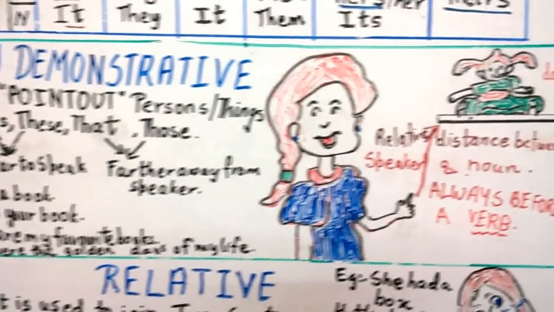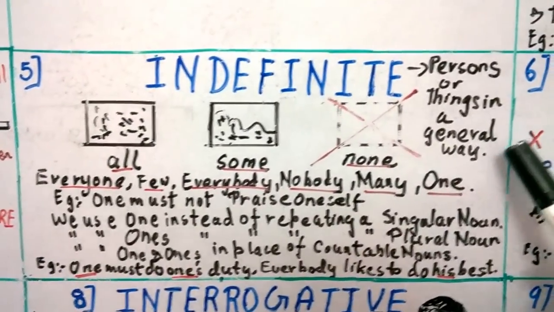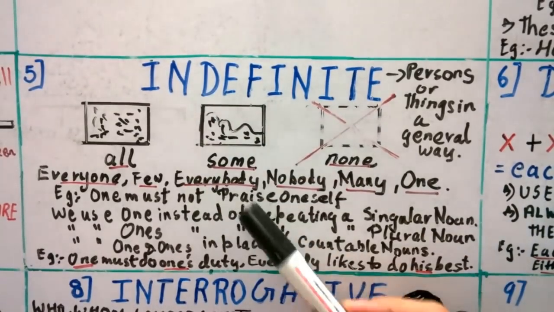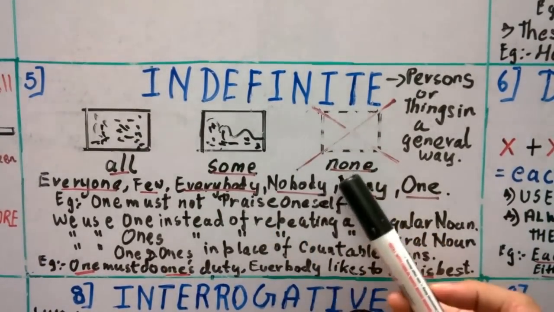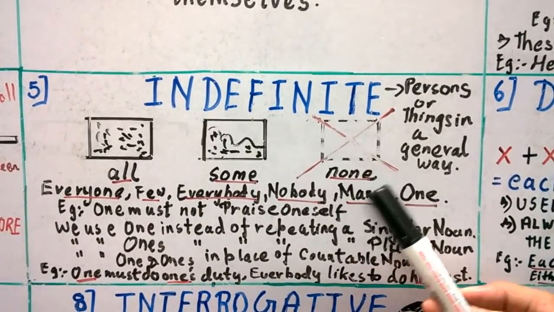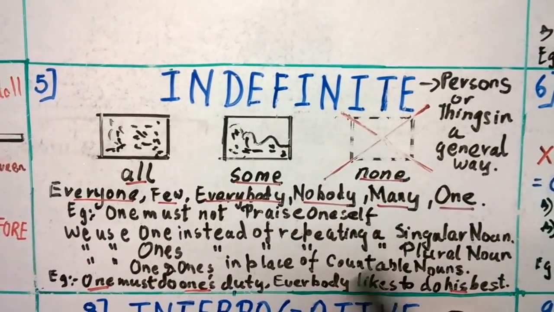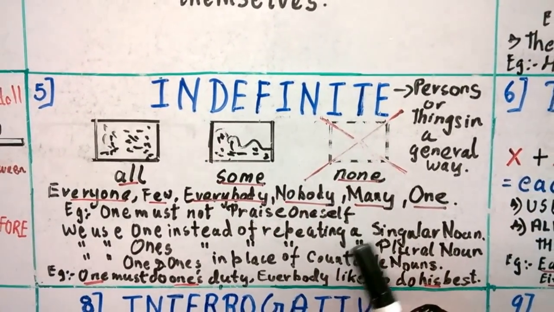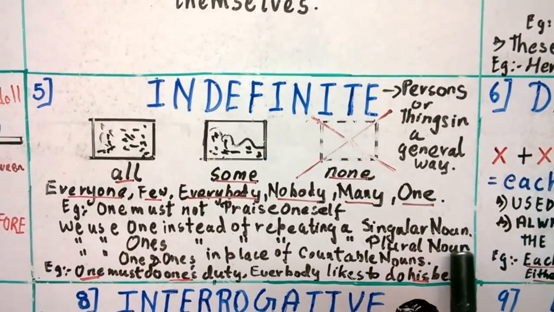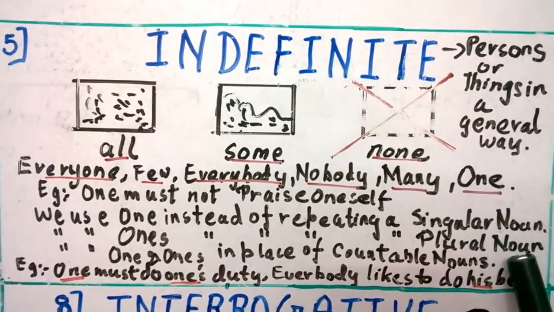Let's go to the fifth one. Indefinite pronouns. Indefinite pronoun means the person or things in a general way. For example, all means everybody. Some, none, everyone, few, everybody, nobody, many, one. For example, I say, one must not praise oneself. We use one instead of repeating a singular noun. We use ones instead of repeating a plural noun. We use one and ones in place of countable nouns.